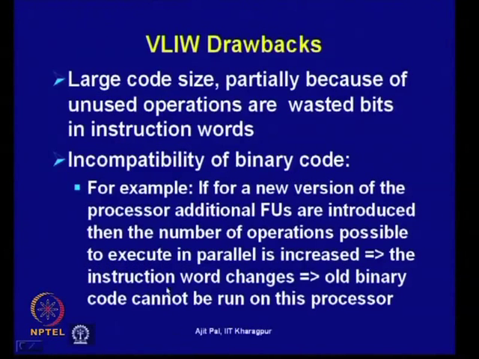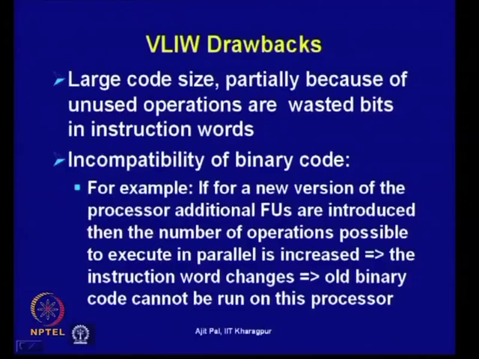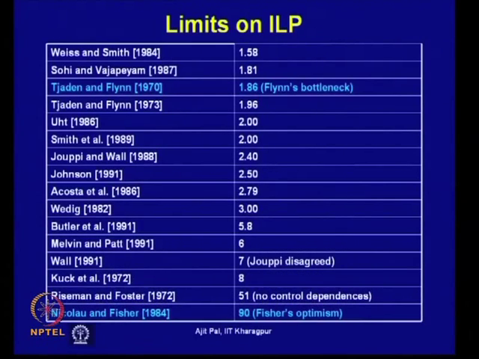Because of these limitations, VLIW processors, although I have discussed them in detail for the sake of completeness, have had limited commercial use. VLIW processors have been implemented commercially, for example, the Transmeta Crusoe processors, because of their low power, but they are not very commercially successful. The commercially successful processors are superscalar.